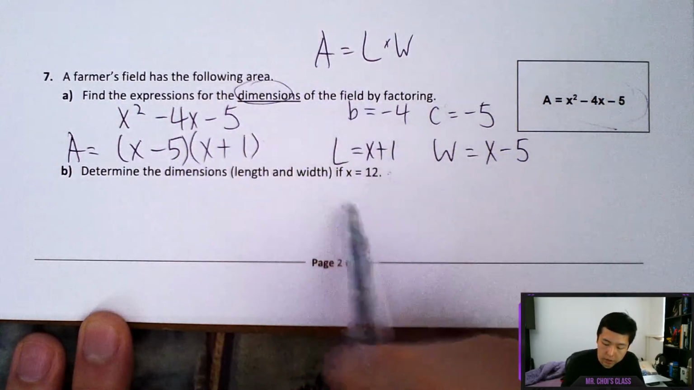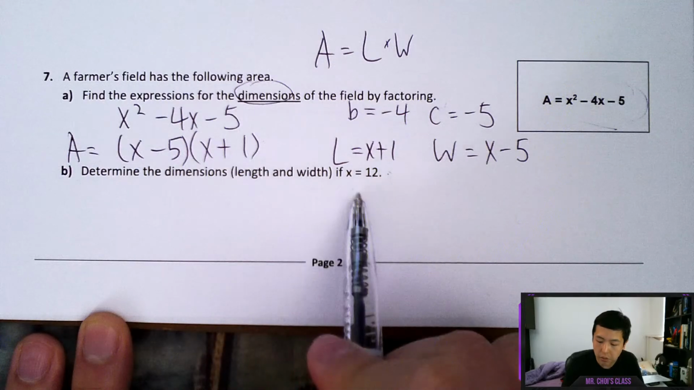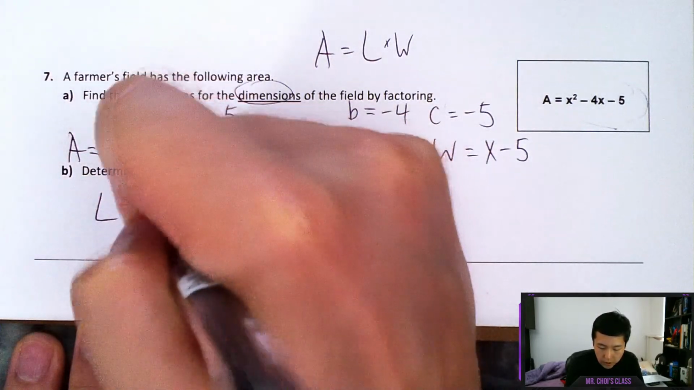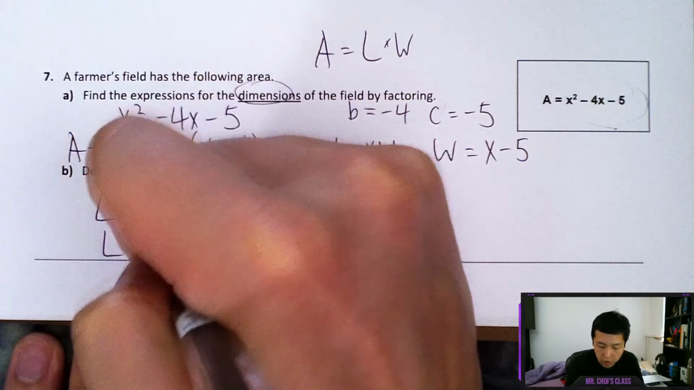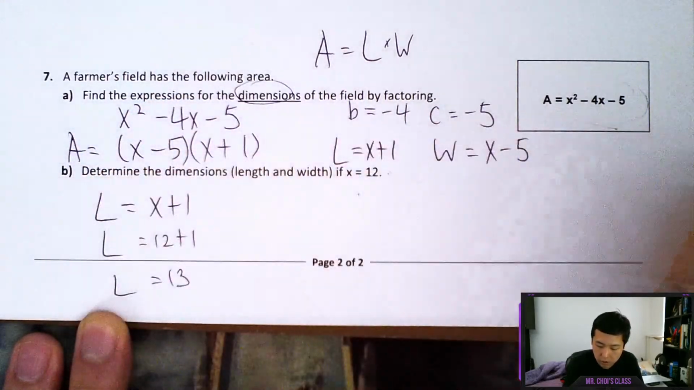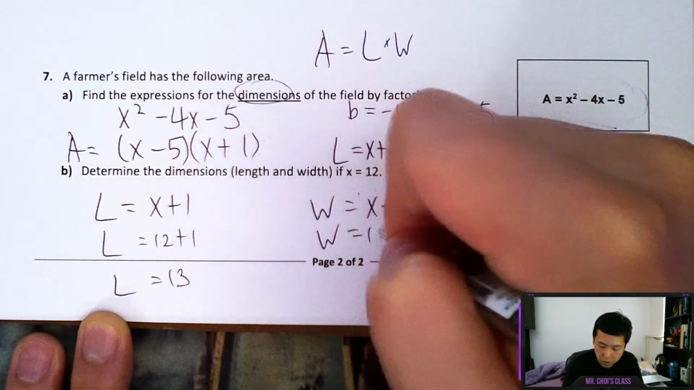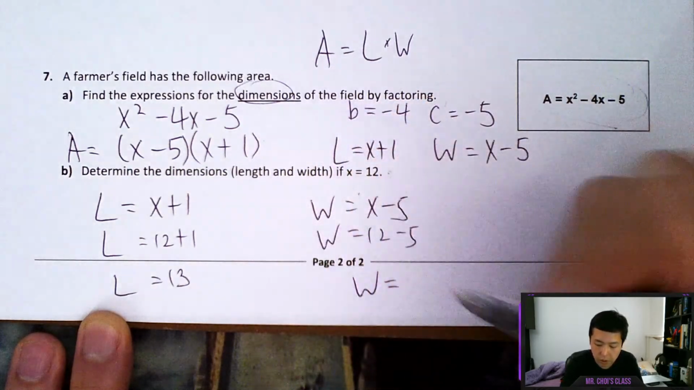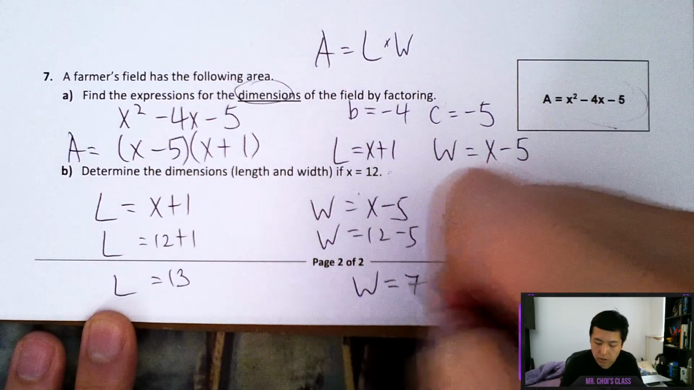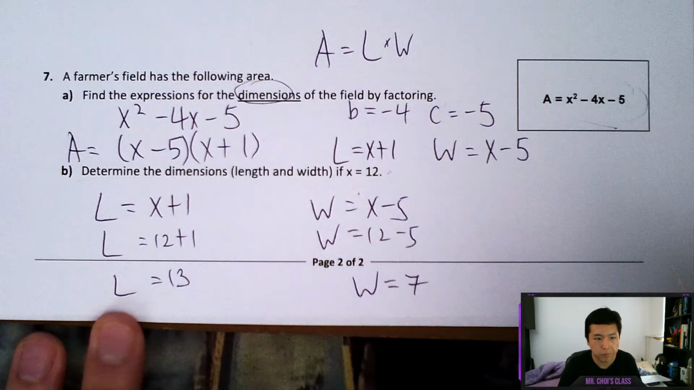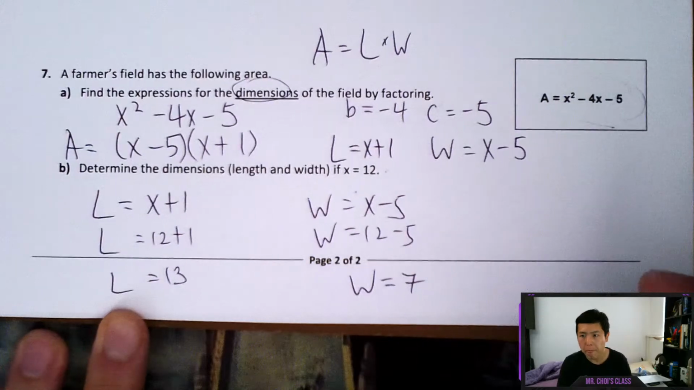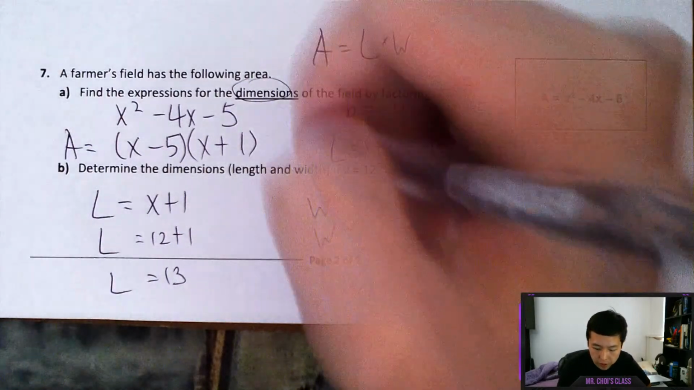Once we have that down, it's just saying find the length and width if x equals 12. So length is equal to x plus 1, so we can just go 12 plus 1, so length is 13. And for the width, we know it's x minus 5, so 12 minus 5. So we know that that is 7. And there we have it. Okay? So that's the process here.